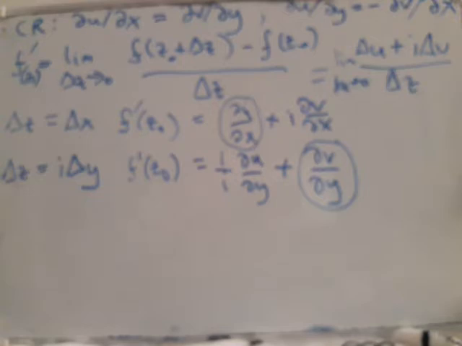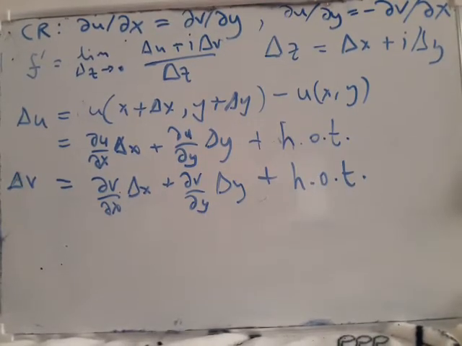So what we're trying to prove is that the Cauchy-Riemann equations are equivalent to saying that the function is analytic. So we also need to prove the reverse. We need to prove that the Cauchy-Riemann conditions themselves imply that the derivative exists.